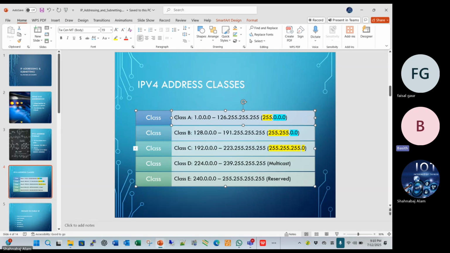So we can say it in a simple way: a large network is divided into small networks, called subnets. Let me give you an example. Suppose you have a university, a college, or a big company, and you assign a class A IP address. A class A IP address gives too many IP addresses, right?